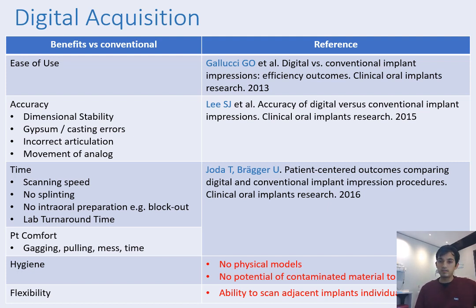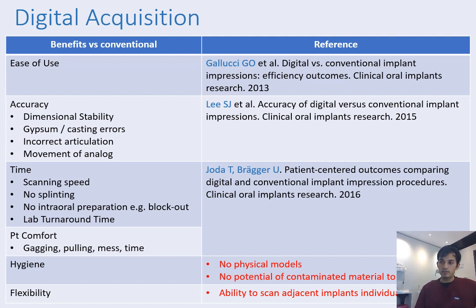It takes out the gypsum or casting errors, incorrect articulation. Even if you've done everything perfectly, if it's articulated wrong, it's bad. And movement of your lab analog. Those doing closed tray impressions will know that the analog moves a little bit. With digital, that's not a factor.